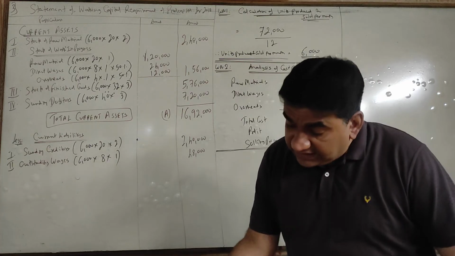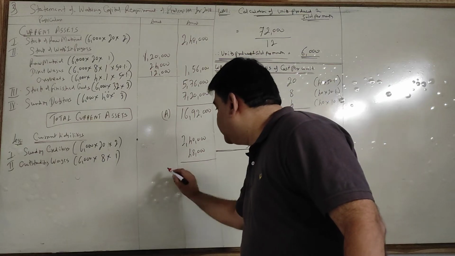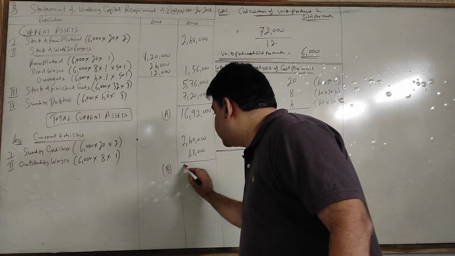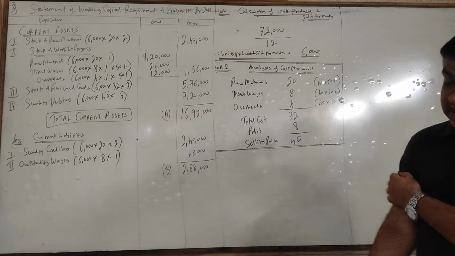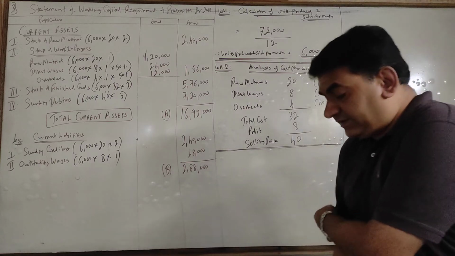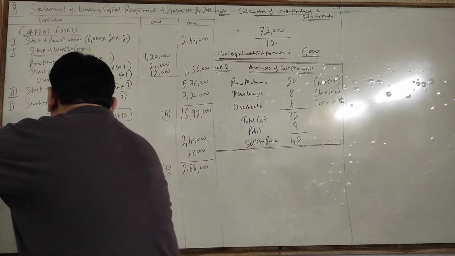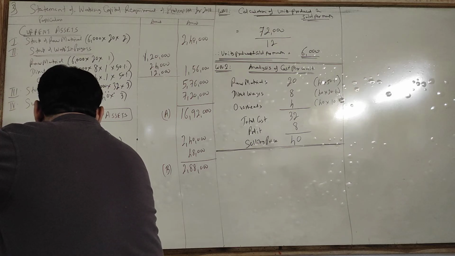Just see, is there any other information? No, nothing. So take the total of these two, make it P. So 2,88,000. We call this total current liabilities.